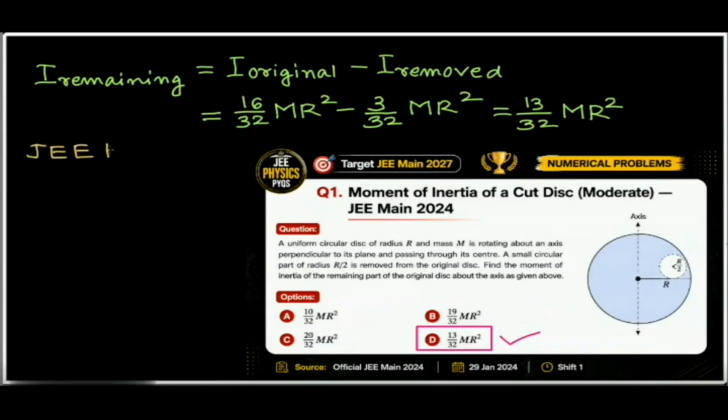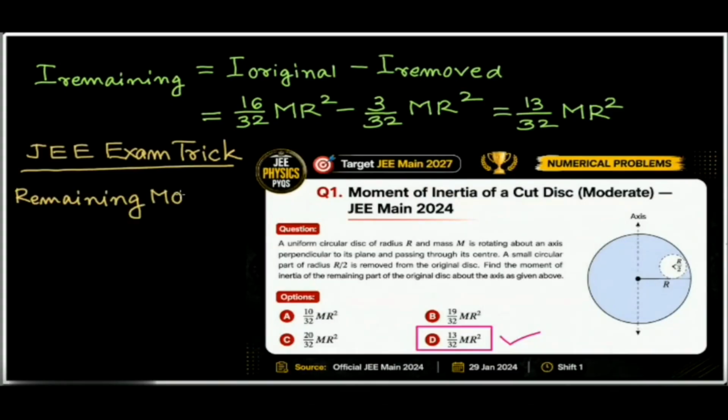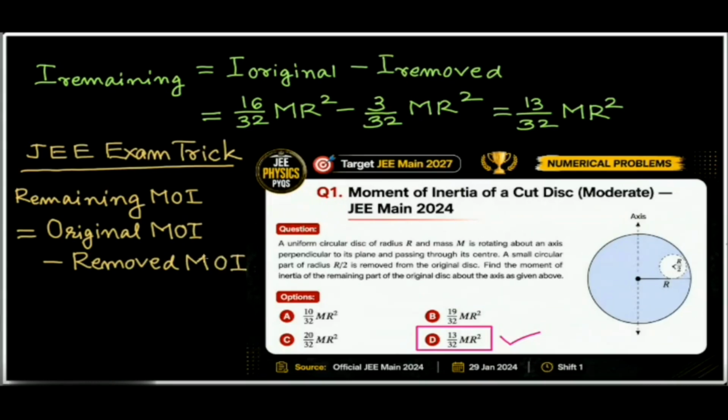JEE exam trick. Whenever a part is removed from a body, think remaining moment of inertia equals original moment of inertia minus removed moment of inertia. And if the removed part's center is away from the required axis, just like here, immediately think of the parallel axis theorem. A very useful PYQ for mastering the combination of mass ratio, standard moment of inertia, and the parallel axis theorem. Keep practicing JEE Main PYQs, and I will see you in the next problem.